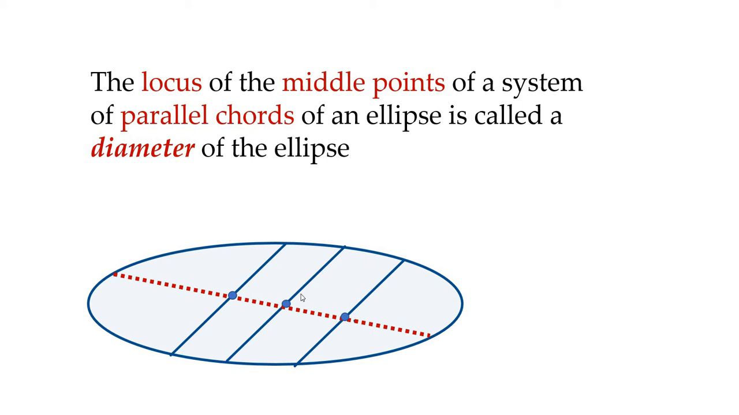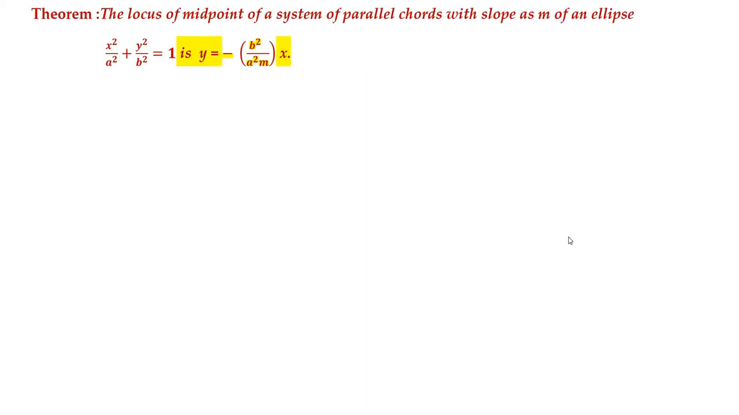So it is the locus of midpoints of a system of parallel chords. So that is called the diameter. Now we will derive an equation for that diameter.